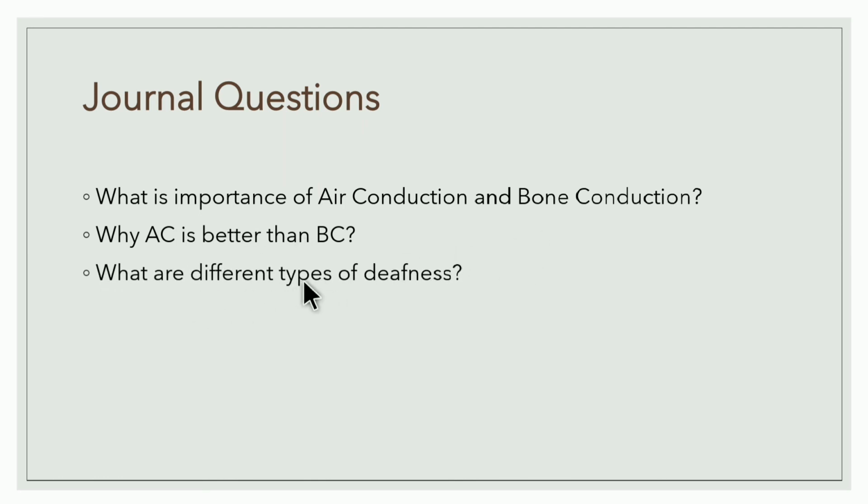And lastly, what are the different types of deafness? We already discussed in the topic of deafness. There are three types of deafness. One is conductive deafness, second is sensory neural deafness, and third is mixed deafness, that means both conductive and sensory neural. So these are the different types of deafness. Try to remember the answers to these questions, because this question can even be asked in the university examination when this practical is asked in examination. So that completes the general questions.